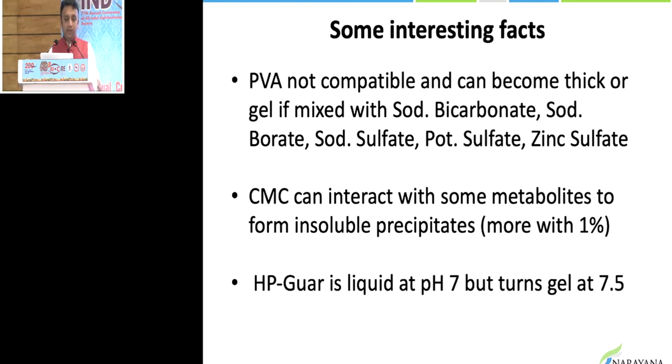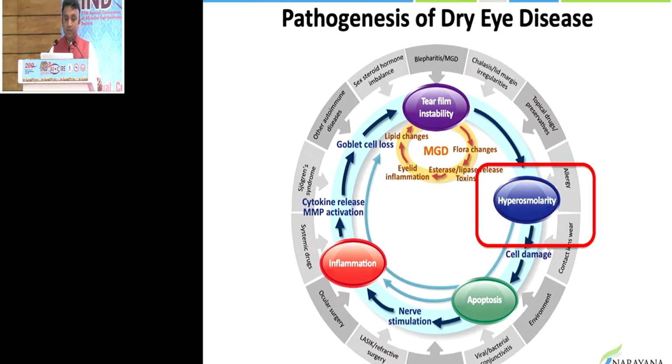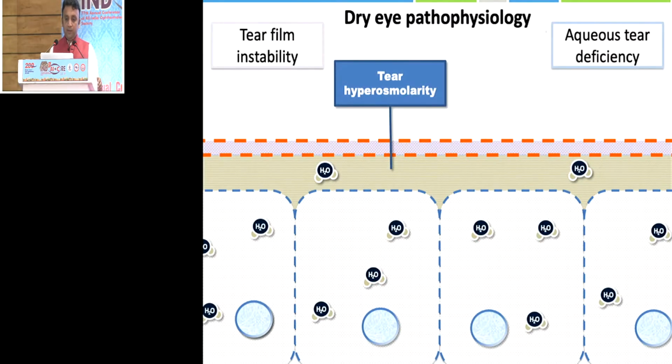There's some interesting facts about these lubricants. PVA is not very compatible with electrolytes like sodium borate, sodium sulfate, and all those things. CMC gets crusted and forms insoluble precipitates, especially the higher molecular weight, 1% in certain individuals, depending upon the pH and especially when it's combined with certain electrolytes. The next part is hyperosmolarity. Well, we know the hyperosmolarity.